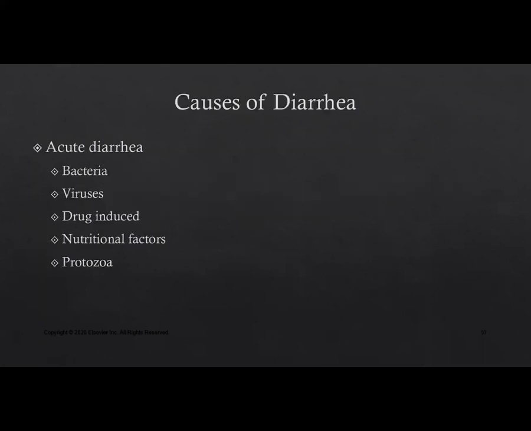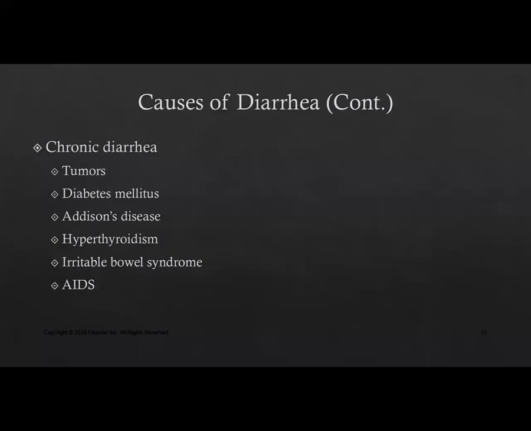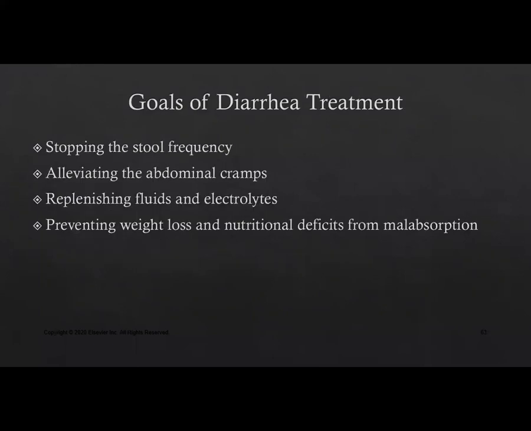So here's just a list of things that can cause acute diarrhea. It can be drug-induced. It can be anything from a protozoal to a bacteria to a virus, and it can even be something that you ate that just makes you have diarrhea. Chronic diarrhea can be caused by things like tumors, diabetes mellitus, Addison's disease, hyperthyroidism, irritable bowel syndrome, and AIDS. So your goal of diarrhea treatment is stopping the stool frequency, alleviating the abdominal cramps, replenishing fluids and electrolytes, and preventing weight loss and nutritional deficits from malabsorption.